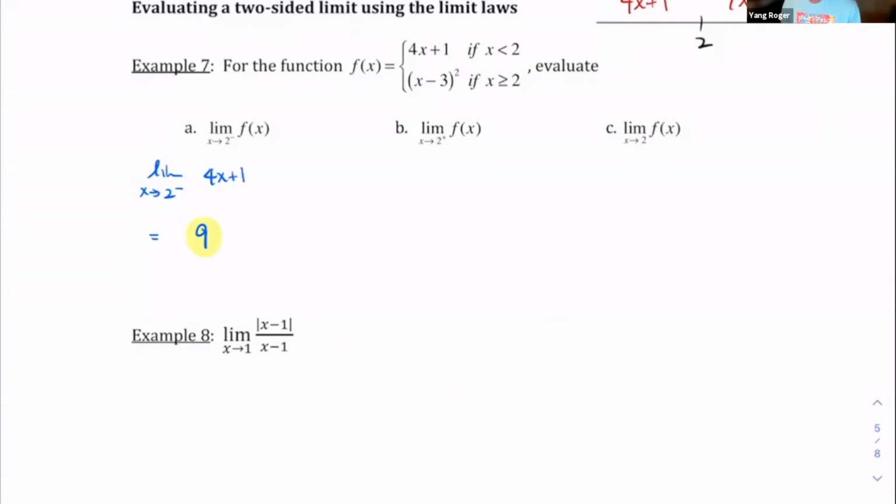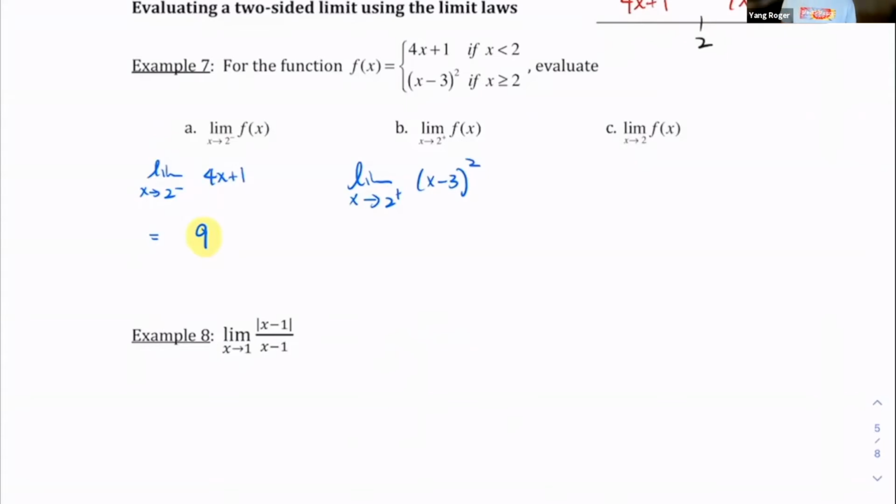All right. Let's do part B. I calculate the limit as x approaches 2 from the positive side. When I come from the positive side, that means I'm coming this way, right? So how is my function defined on this piece? On this piece, it's defined to be this guy. So my function is going to be x minus 3 squared like this. Okay.